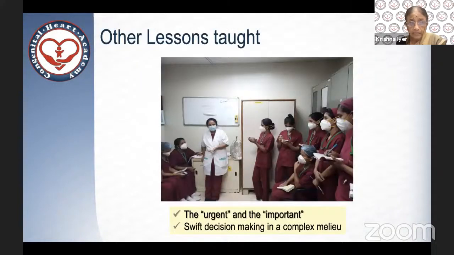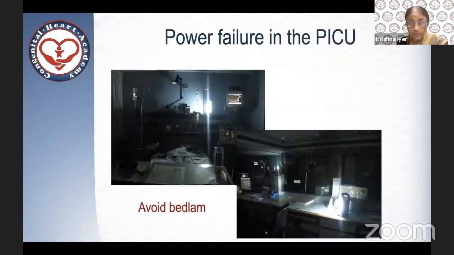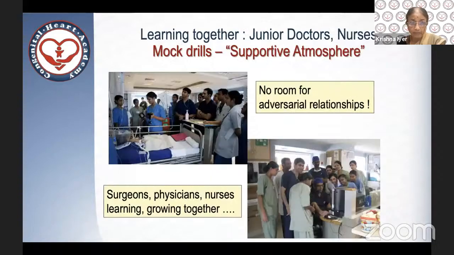Some of the other lessons that we teach them are the urgent and the important, the difference between them, and to make swift decisions in a complex milieu. They're all wearing masks because this is a COVID time. Other issues that they have to learn with are unexpected power failures which occur in our part of the world, and how to avoid bedlam in this atmosphere.